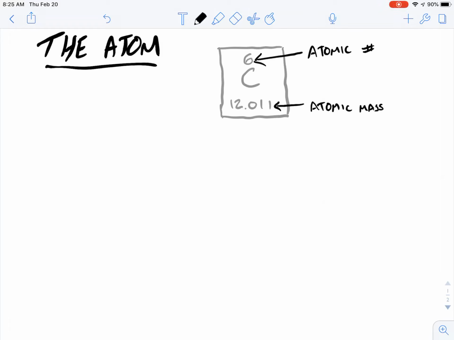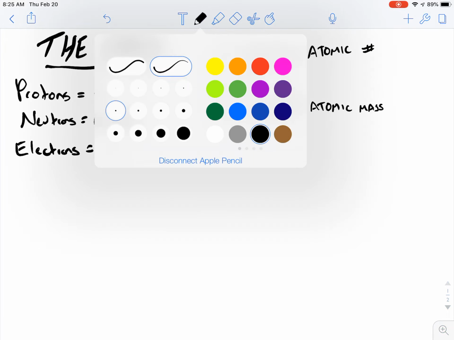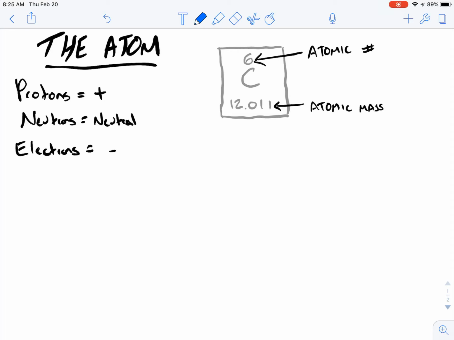Hello everyone, let's talk very briefly about the atom. So the atom has three main parts to it. We have protons, which carry a positive charge, neutrons, which are neutral, and then we have electrons, which carry a negative charge. And let's actually draw an example of an atom out so you get a better idea of it.